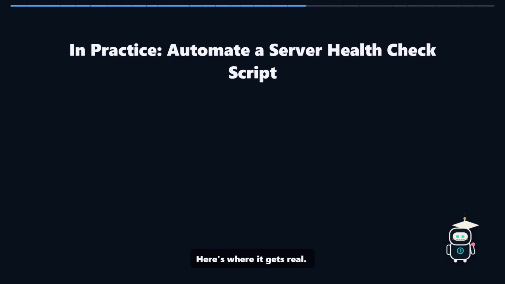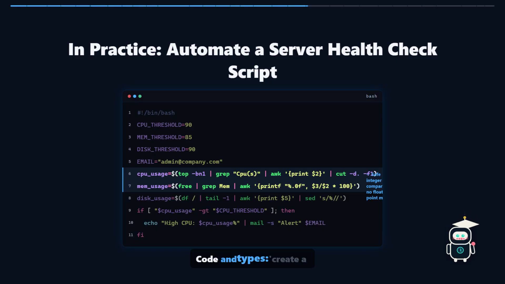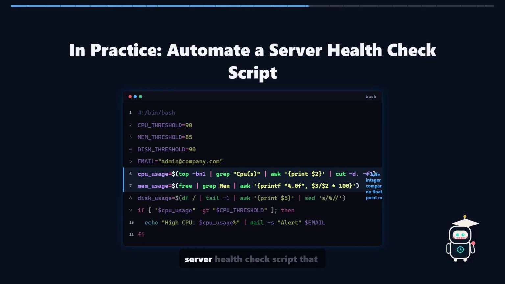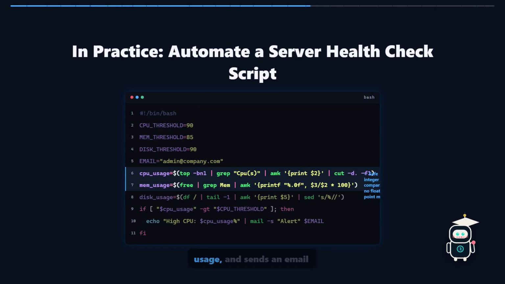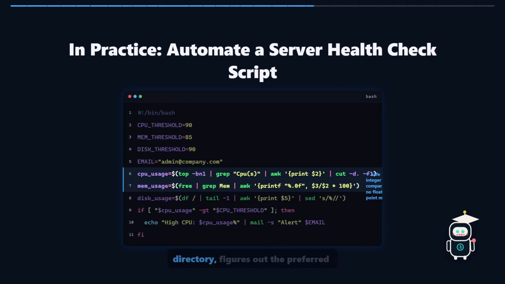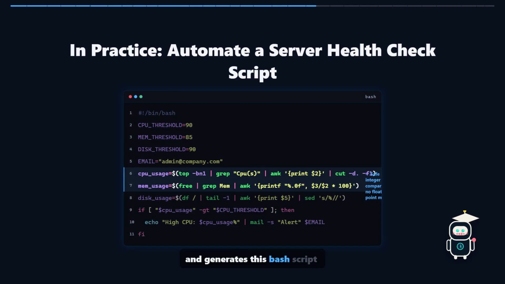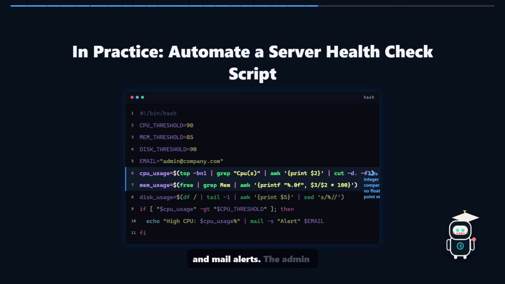Here's where it gets real. An IT admin opens Claude Code and types, "Create a server health check script that monitors CPU, memory, and disk usage, and sends an email if any metric exceeds a threshold." Claude Code reads the existing server scripts in the directory, figures out the preferred shell style, writes the plan, and generates this bash script complete with safe integer handling and mail alerts.